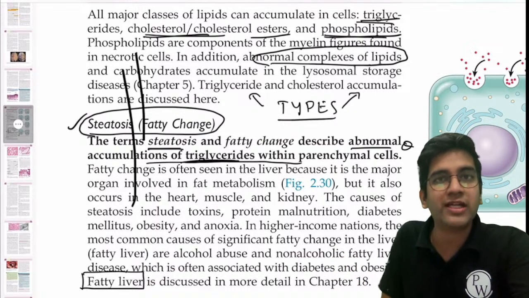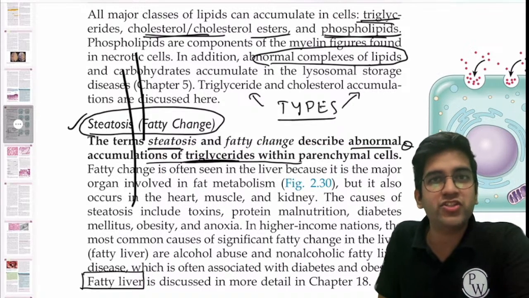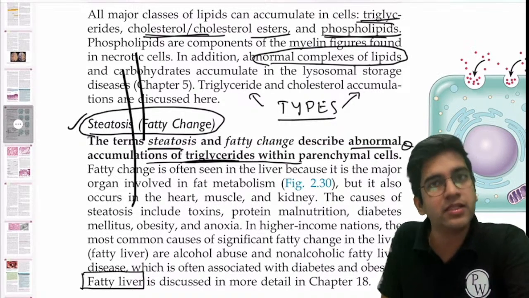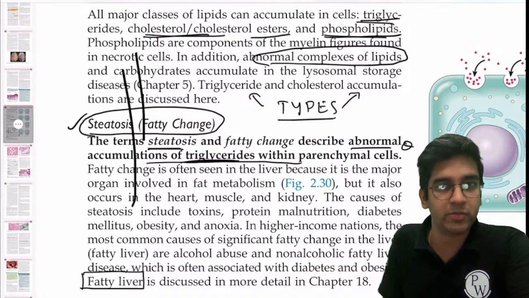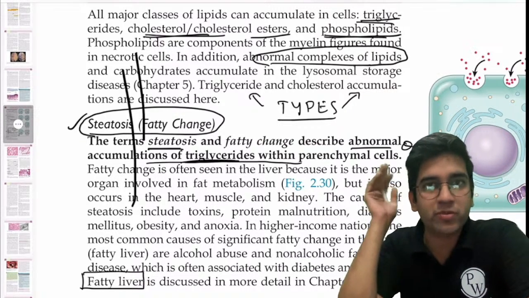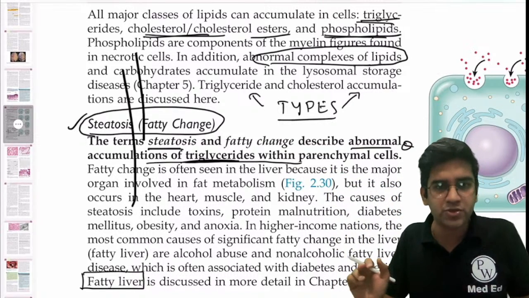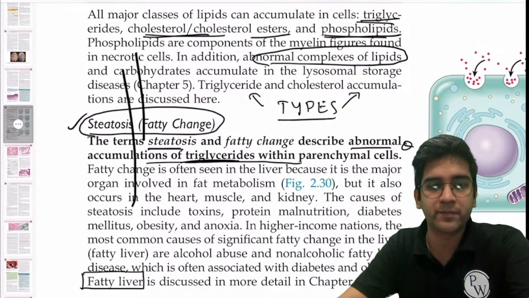Fatty liver will not have cholesterols. If I call something as fatty liver, fatty change in the heart, or fatty change in any muscle, it is just your triglyceride accumulation, right? Second, where all it can accumulate. Which organ comes to your mind when you think of fat metabolism? Tell me any organ which comes to your mind when you think of fat metabolism.